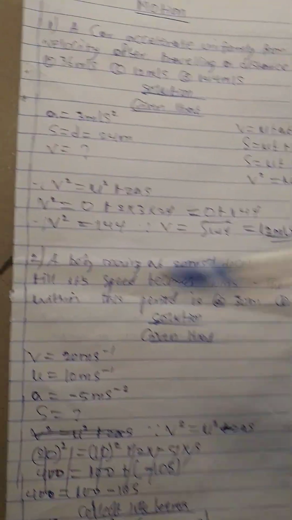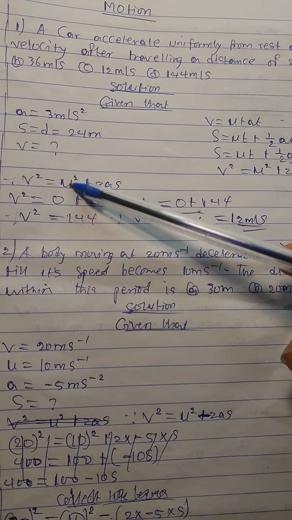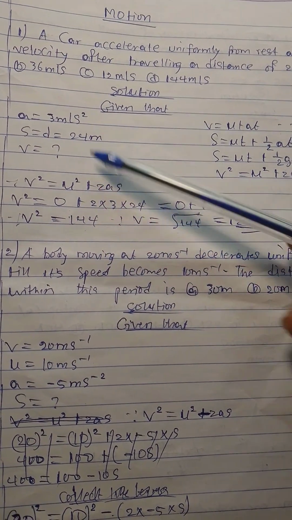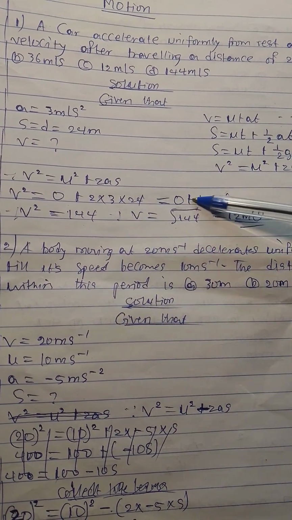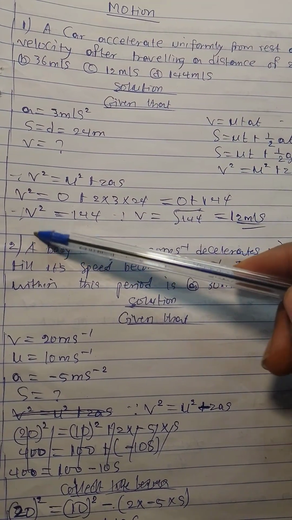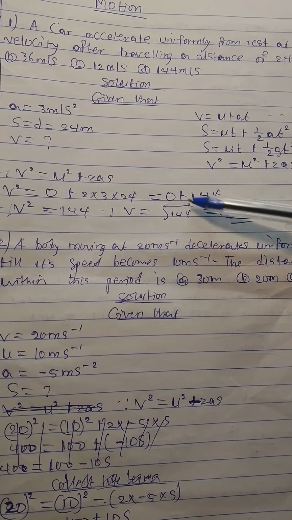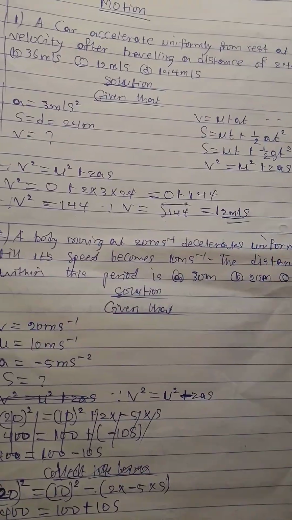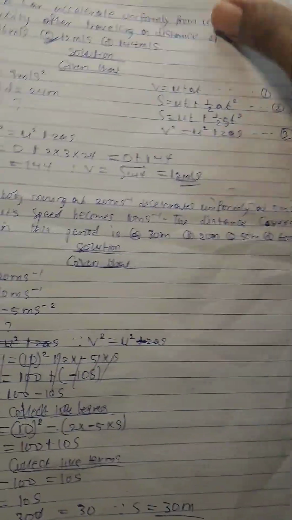So now let's solve. We have v square is equal to u square plus 2as. Your initial velocity is always 0, plus 2 times acceleration, which is 3, times distance, which is 24. That is 0 plus 2 times 3, which is 6, times 24, which is 144. So we have that v square is equal to 144. Taking the square root of both sides, v is equal to the square root of 144, which is 12 meters per second. So this is the answer. Very, very simple. So our option is option C.